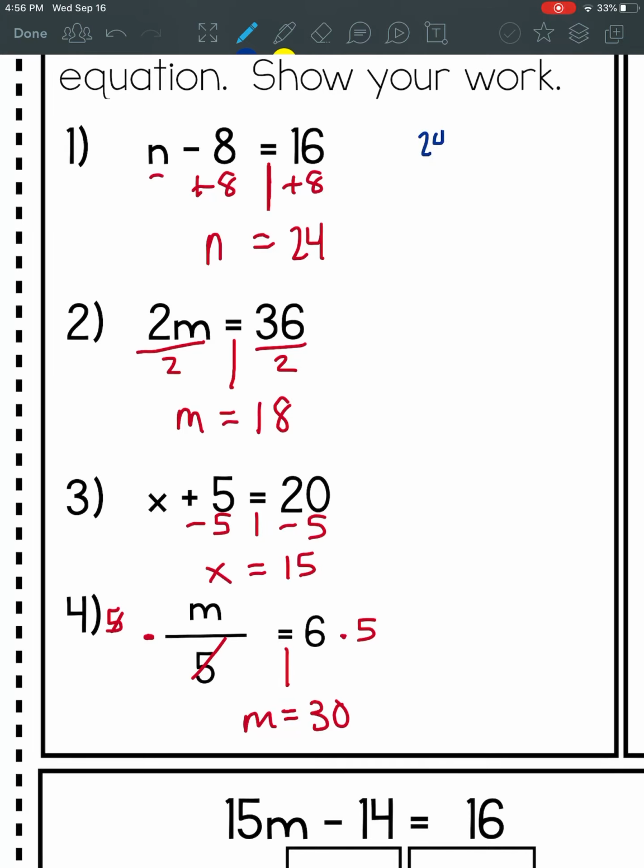Okay, don't forget, every single equation you can check your work. I know it takes time, but you will always know if you're right or wrong. So 24 minus 8 does equal 16. We know this first answer is right.